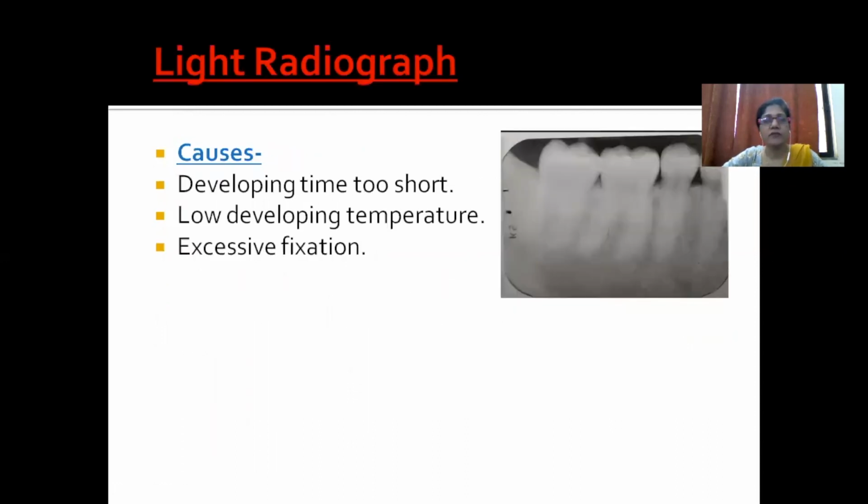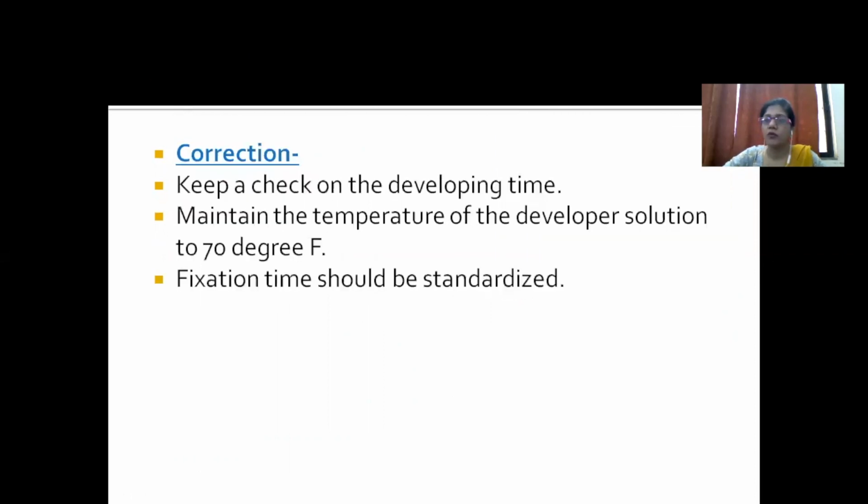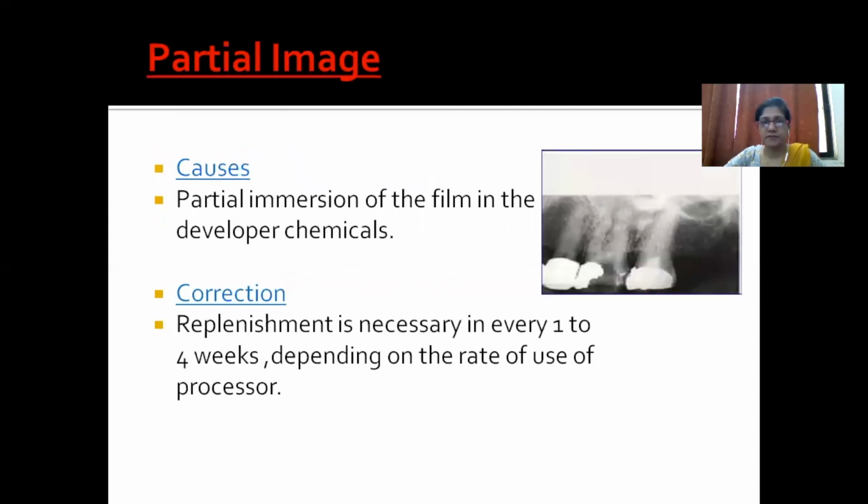In a light radiograph, the causes are developing time too short, low developing temperature, and excessive fixation. This is a light radiograph. How to correct it? Keep a check on the developing time. Maintain the temperature of the developer solution at 70 degrees. Fixation time should be standardized.